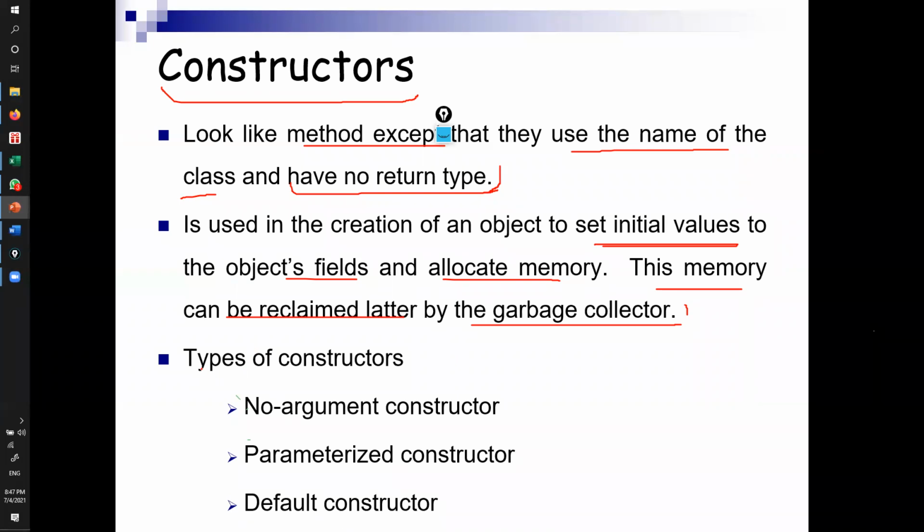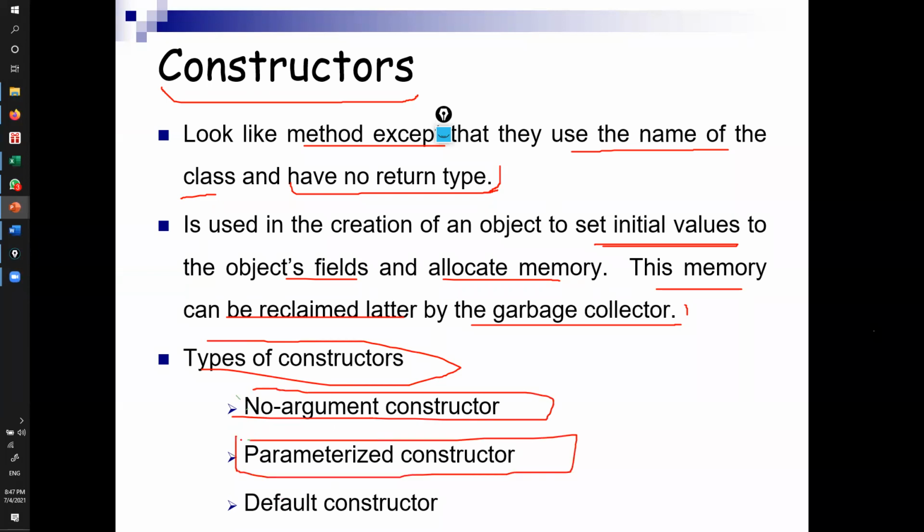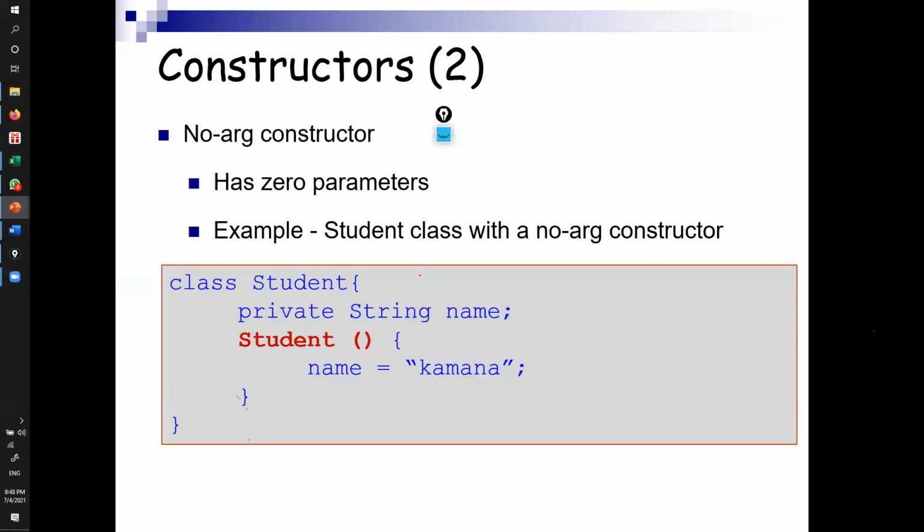So we have three types of constructors. One, we can have a constructor with no argument. We can have a constructor with some parameters or some arguments. Or if you don't specify any, we get what you call a default constructor. These constructors are very important to initialize the values of your object and get some memory allocated for those objects. We'll see this in an example.